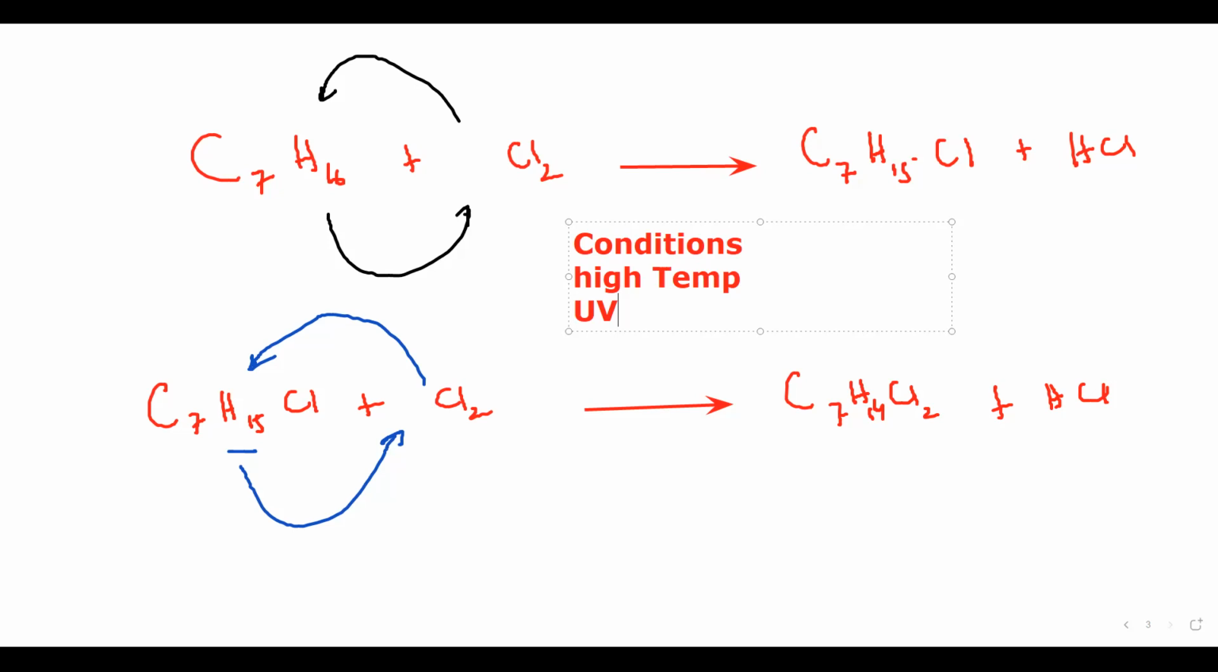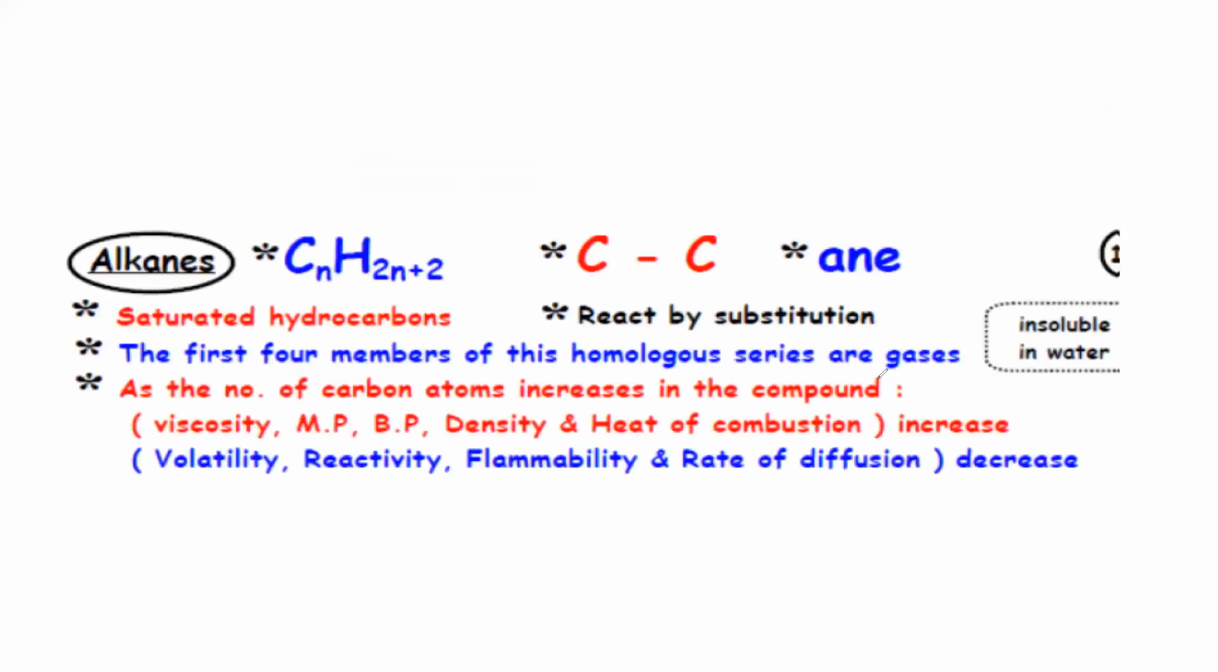So alkanes undergo a substitution reaction. Then the first four members of these alkanes are gases. What are the first four members? We have methane, ethane, propane, and butane. These first four members are existing as a gas.